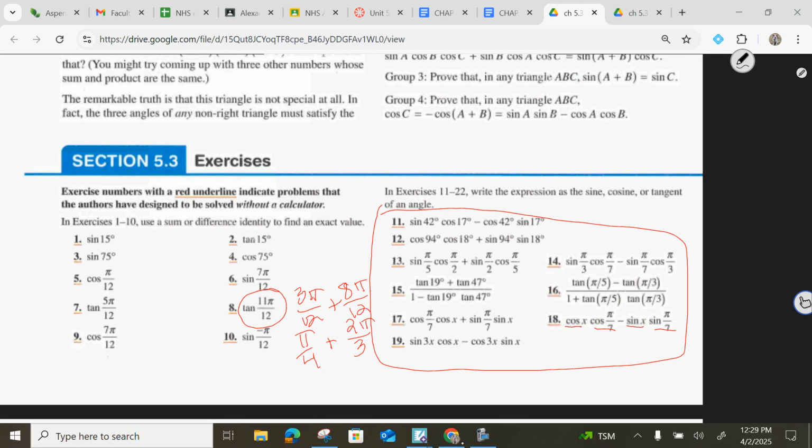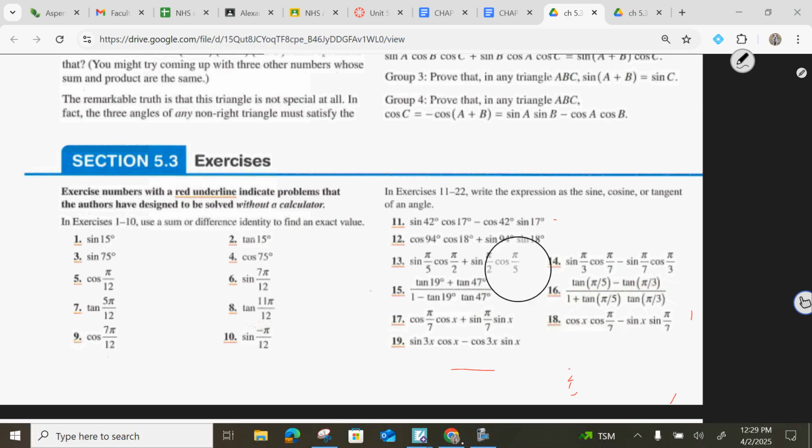Pi over 7 is not a unit circle angle, right? So what they want you to do on this side is say, okay, this is a cosine difference, I'm sorry, sum rule. So this is equivalent to cosine of the first plus the second, right? They want you to take the rule that they gave you and say where they started from, okay? So I think you guys should be able to handle all of those, right?